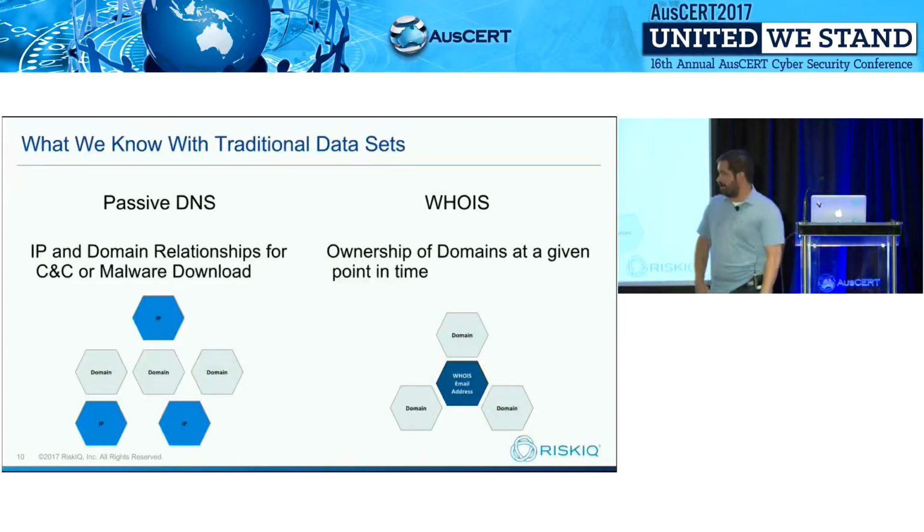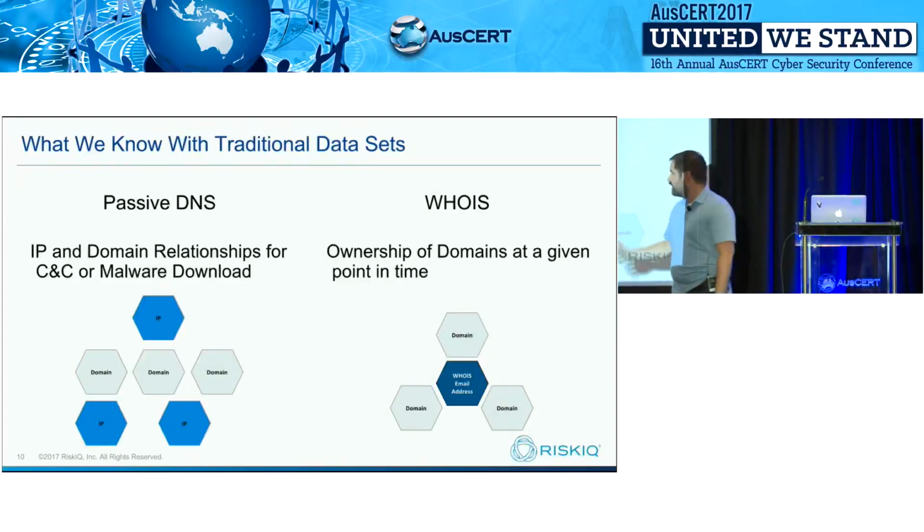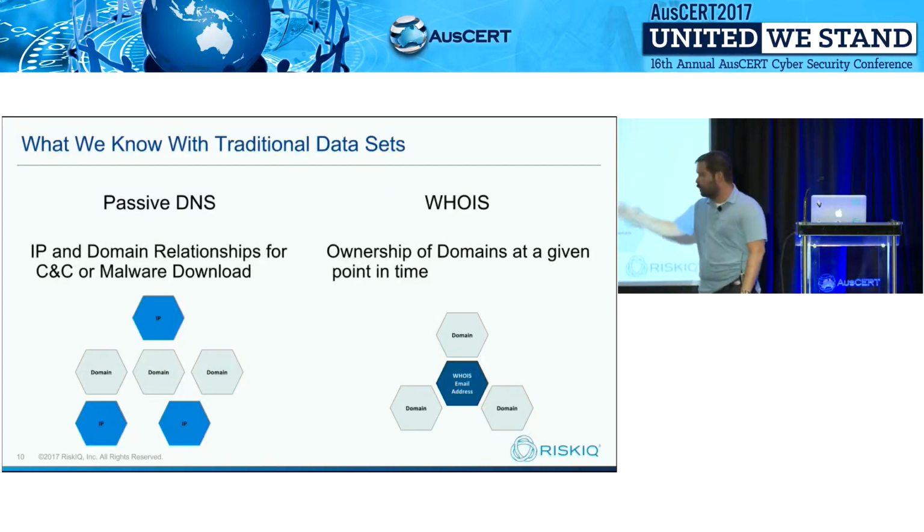So how do we use these traditional data sets? I've talked about correlation between them, but in a very quick scenario, we have an IP address. That IP address has multiple domains. Those domains associate to other IP addresses. We can take that information and proactively block those domains or IP addresses, or at least monitor for them within our organization as we build out this infrastructure.